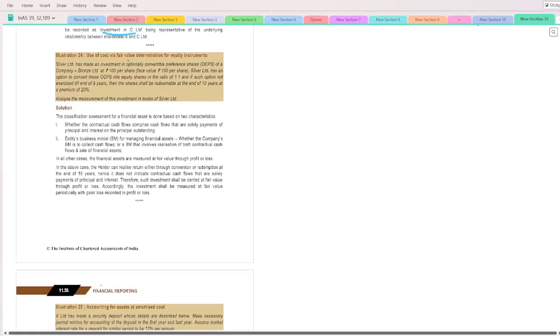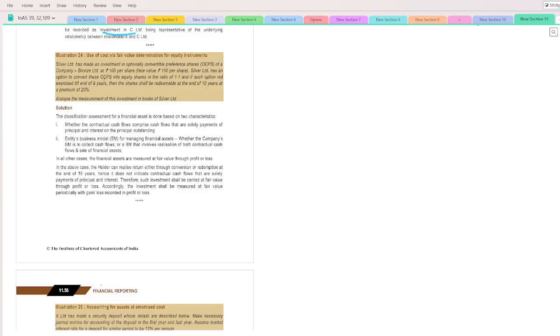Okay, so use of the cost or the fair value determination of the equity instruments. Silver Limited has made an investment in the optionally convertible preference shares of a company, Bronze Limited, at 100 per share and the face value of 100 per share. So I think it is talking from Silver Limited's point of view. That means it will be a financial asset.